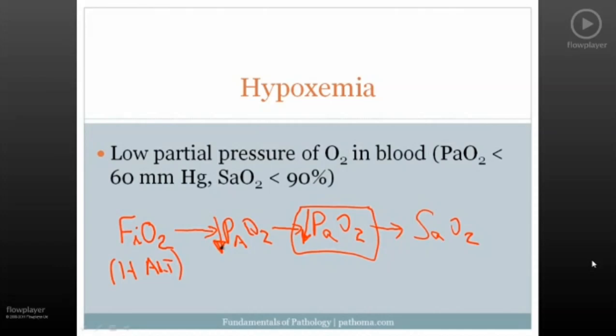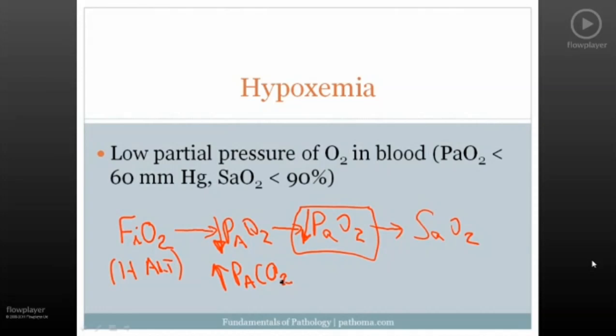The classic way by which the PAO2 decreases is anything that increases the PACO2. The PACO2 would actually decrease the PAO2, and that's because recall that there's a certain pressure that can exist, and it's a balance between oxygen, carbon dioxide, and nitrogen is a constant. So anytime the PACO2 goes up, anytime there's carbon dioxide building up in the lung, the PAO2 will always go down. They're always opposite.